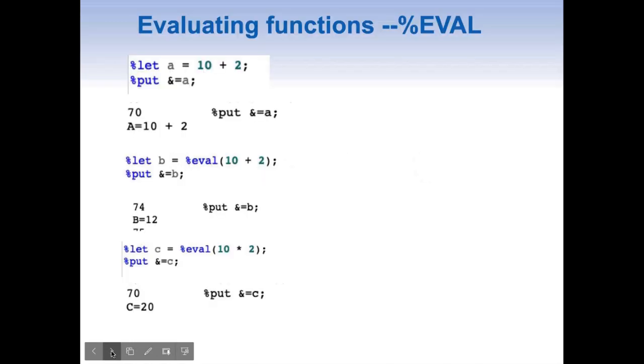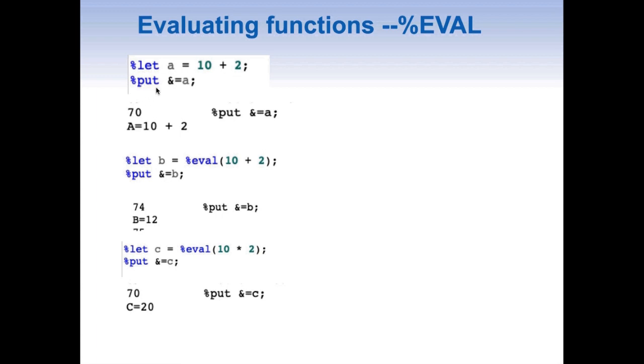Before going into the evaluation functions, I would like to reiterate one important point: everything and anything in a macro variable is text. I have been repeating this an obscene number of times, but I think this is a very important point to remember, so I repeat it over and over again. Whenever we create a macro variable, here I am saying %let a equal to 10 plus 2. Everything in here is text. None of it is treated as a number or anything else, but as text.